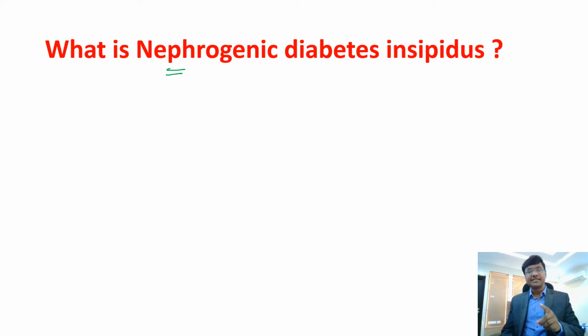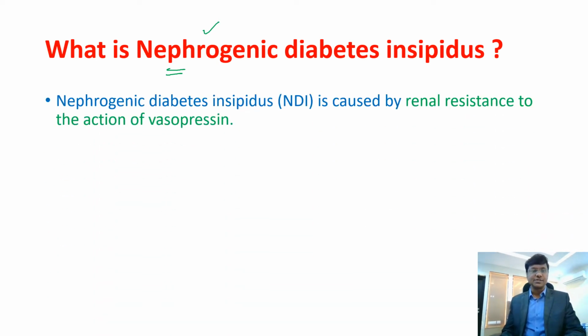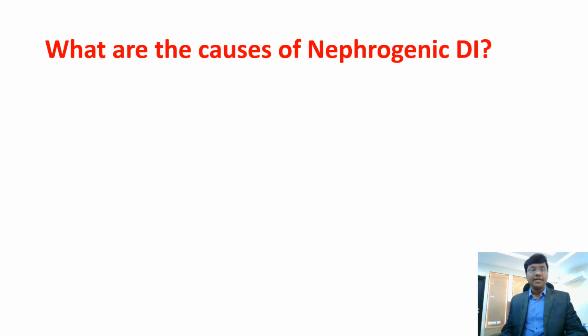Then what do you understand by the word nephrogenic diabetes insipidus? Nephrogenic diabetes insipidus is where there is resistance to the antidiuretic hormone at the level of the distal tubules. That is what you mean by nephrogenic diabetes insipidus. So it is the disorder where you have renal resistance to the action of vasopressin. Now, what are the etiologies which will cause nephrogenic diabetes insipidus? We have certain drugs, right? We have infiltrative pathologies causing nephrogenic diabetes insipidus, right? And let me discuss all those.